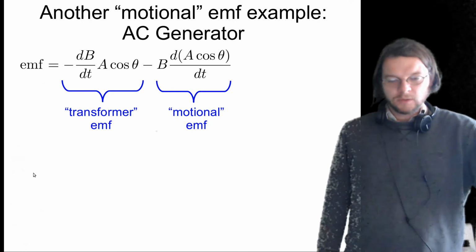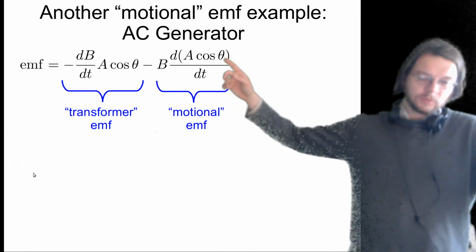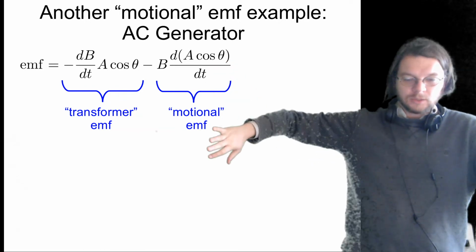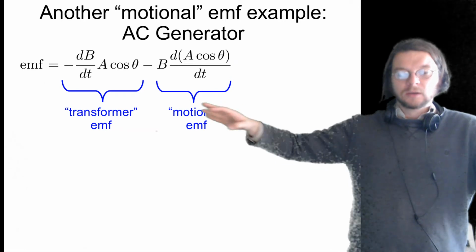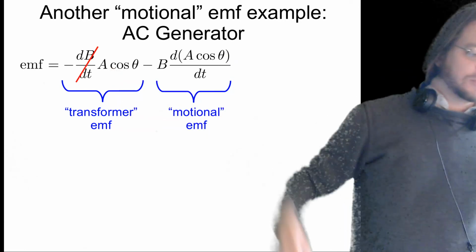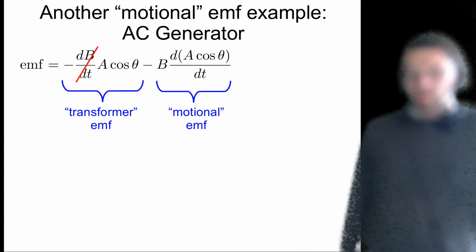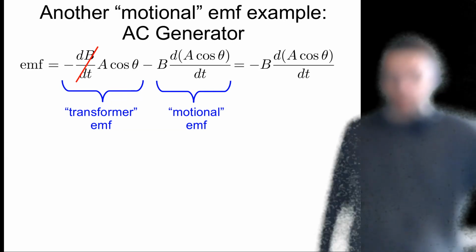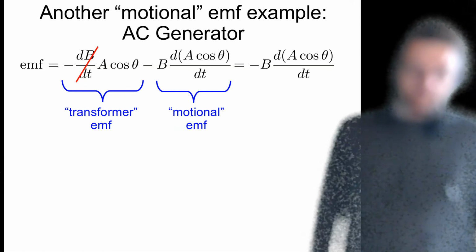All right, so an AC generator. Let's analyze this. That is going to be motional EMF, because really it's that loop that is rotating, and I said that the magnetic field's not changing. So we don't need to worry about that just yet. It's going to simplify to something like this.